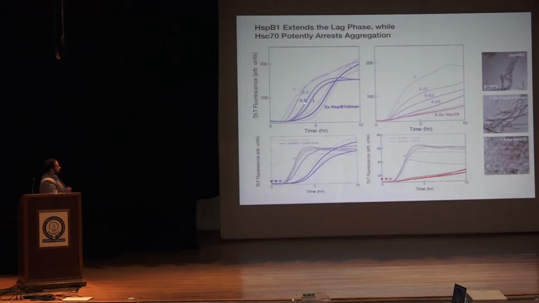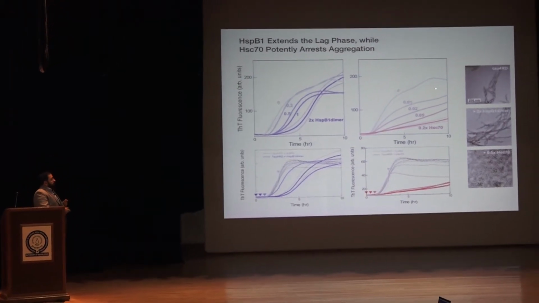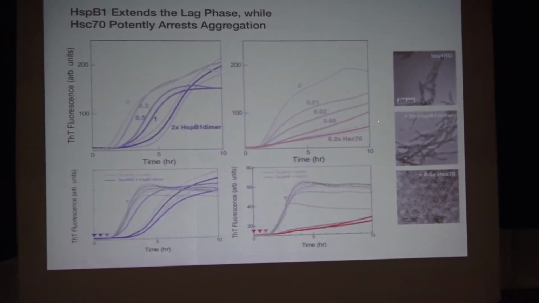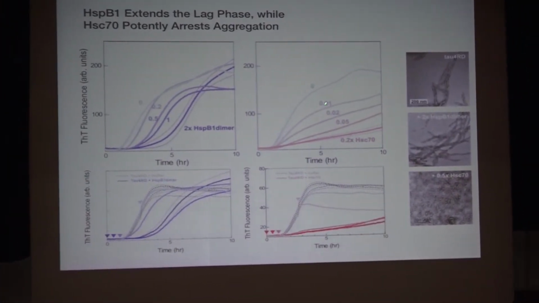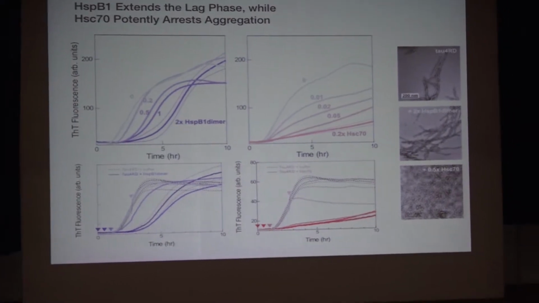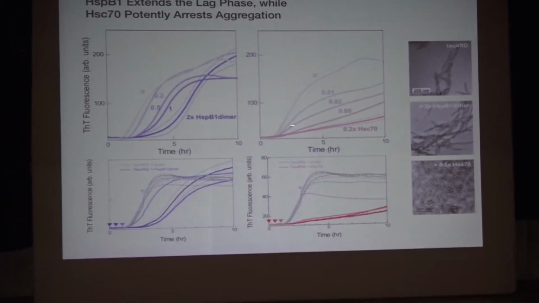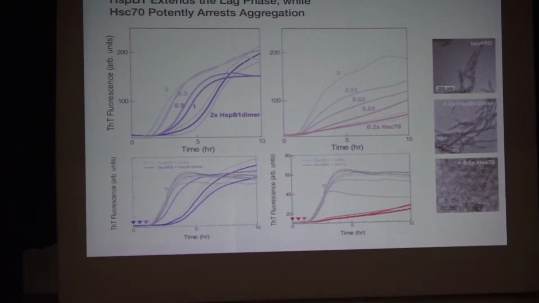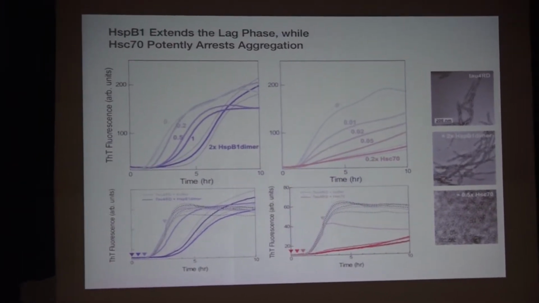If you have a 1-to-1 complex, you've pushed the T50 back by about twofold. HSC70 is much more potent. HSC70 has very little effect on the T50, but it's dropping the plateau, as you can see. And even 1 to 100 or 1 to 50 of HSC70 is enough to cut amyloid formation about in half.